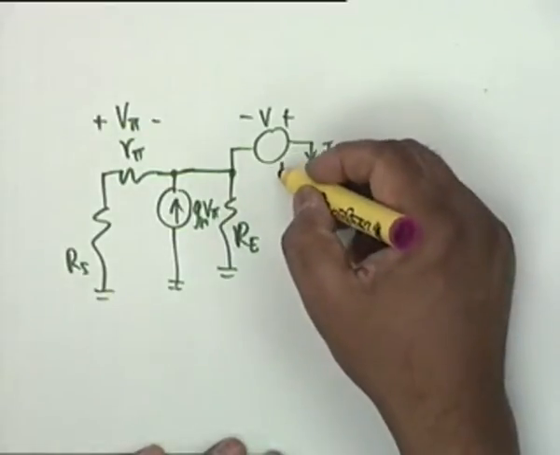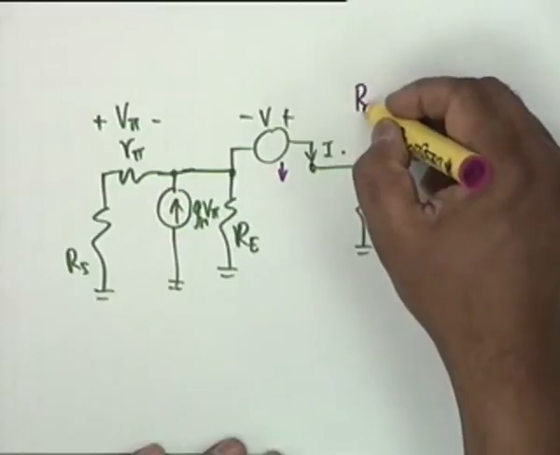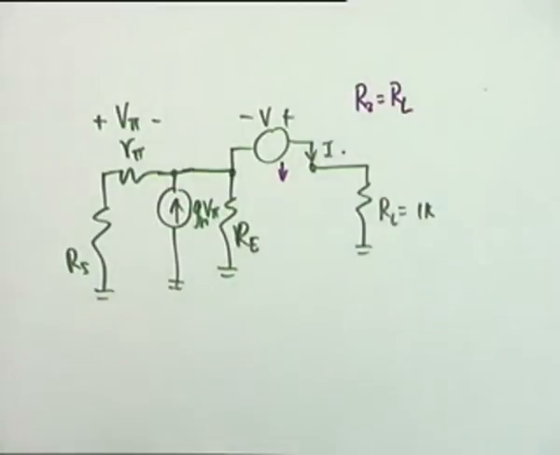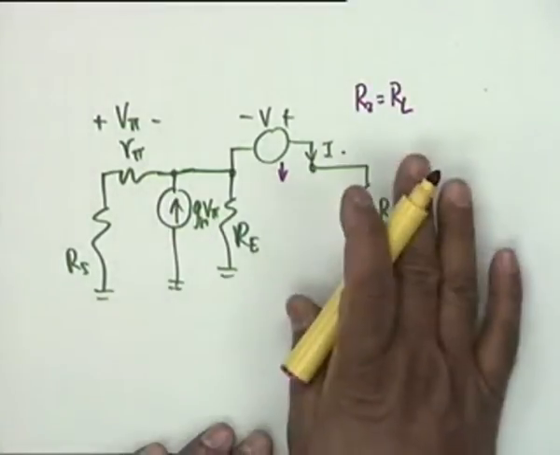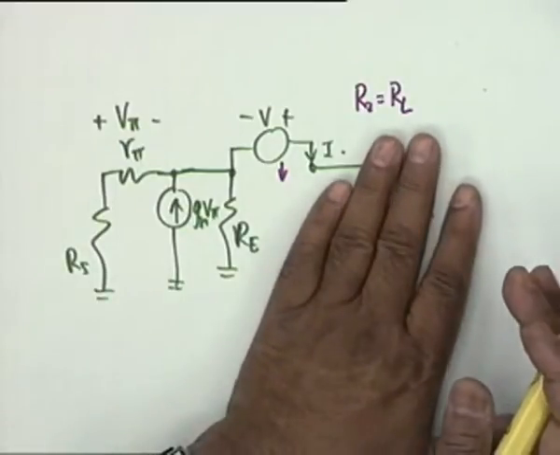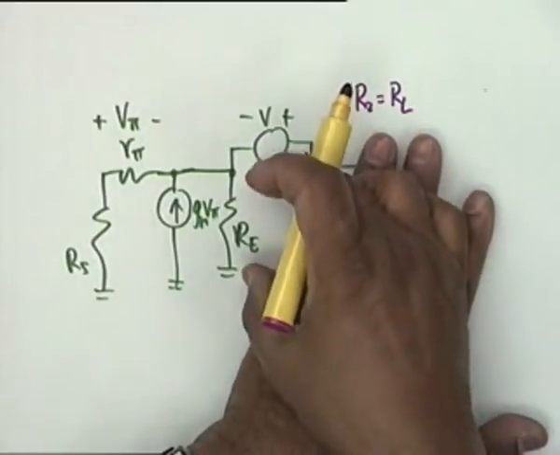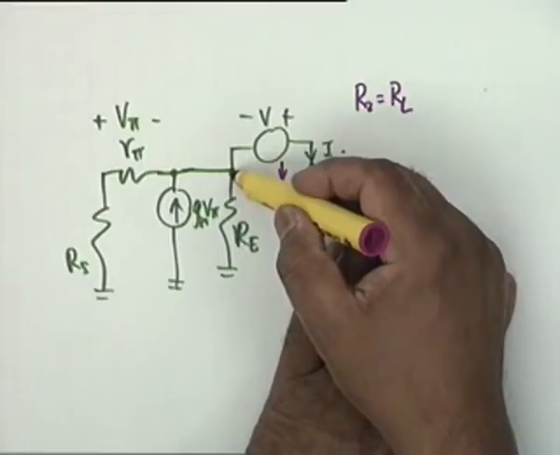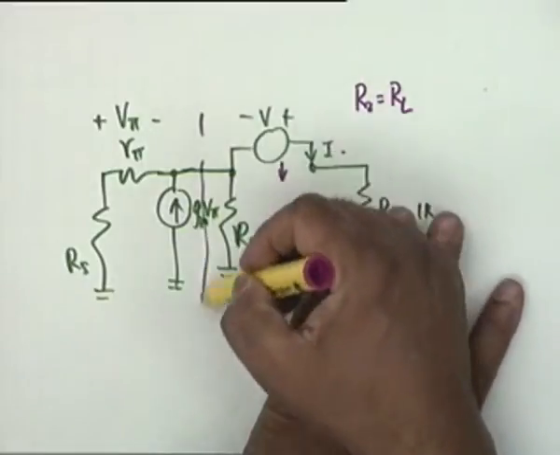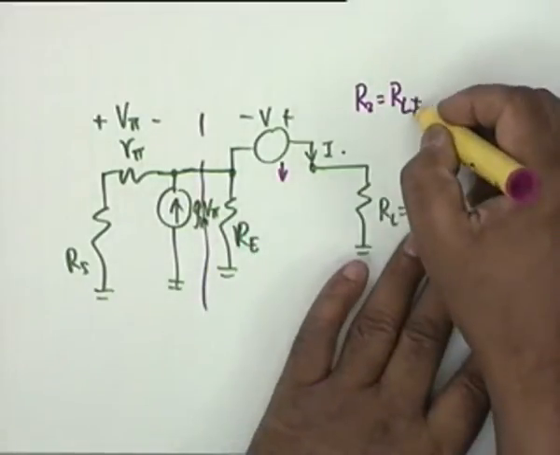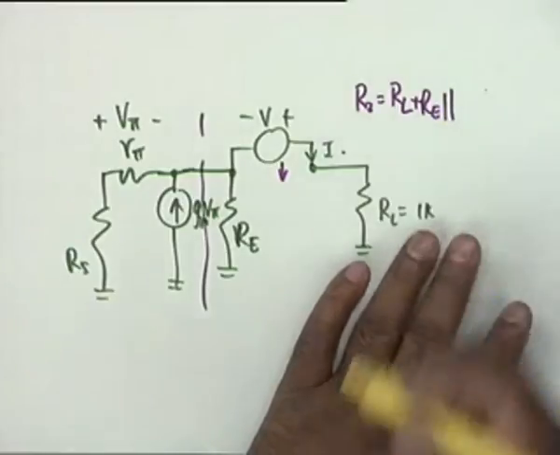Therefore, whatever impedance it sees, R2 shall have RL in series. Isn't that right? So you can ignore this now. You can find out the impedance of the rest. Now, the impedance of the rest obviously has RE in parallel with something, so plus RE parallel.